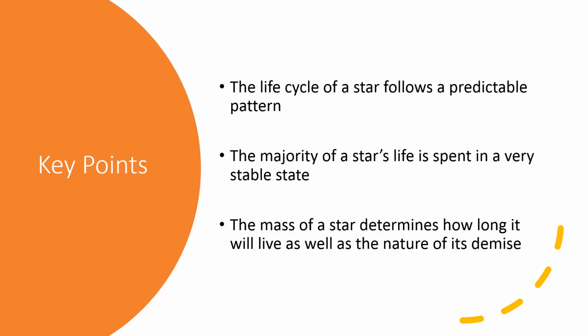Just a few key points to talk about. First of all, the life cycle of a star follows a pretty predictable pattern, and we're going to talk about that main sequence again on the HR diagram and how stars find their way there and what can happen to them at the end of their life. The majority of the star's life, though, is spent in a pretty stable state, and the mass of the star will determine how long it will live as well as the nature of its demise.